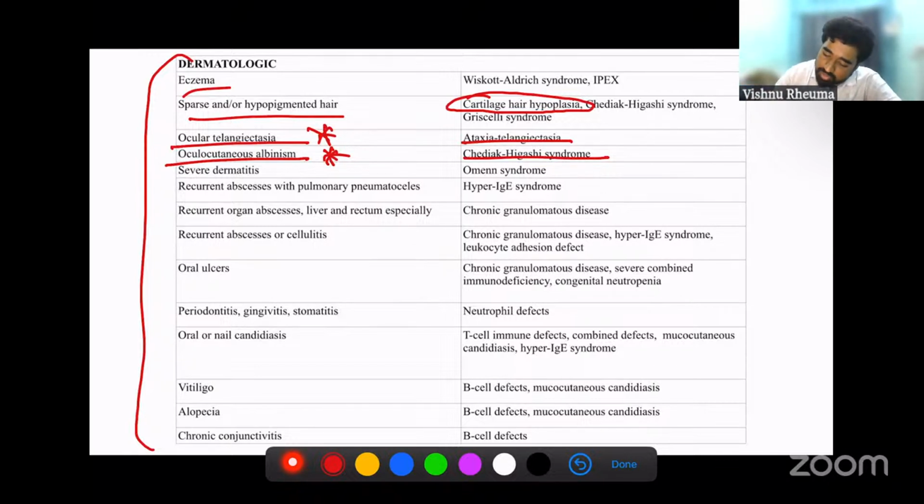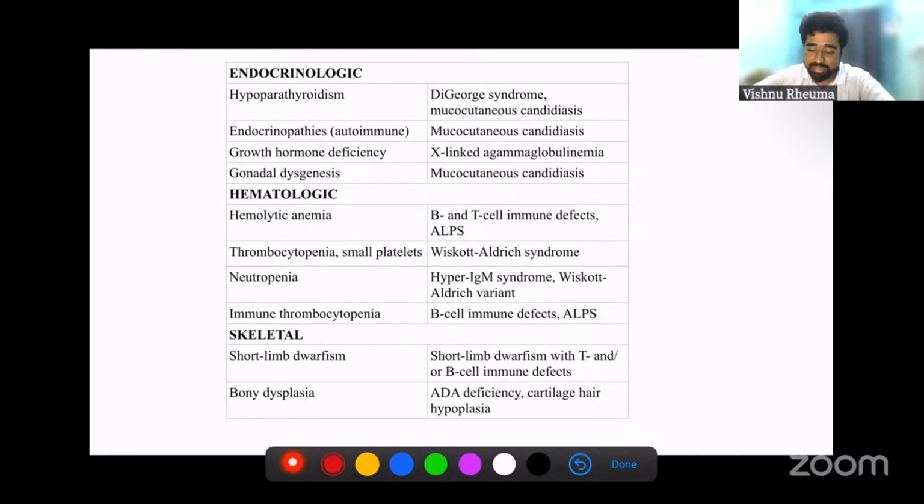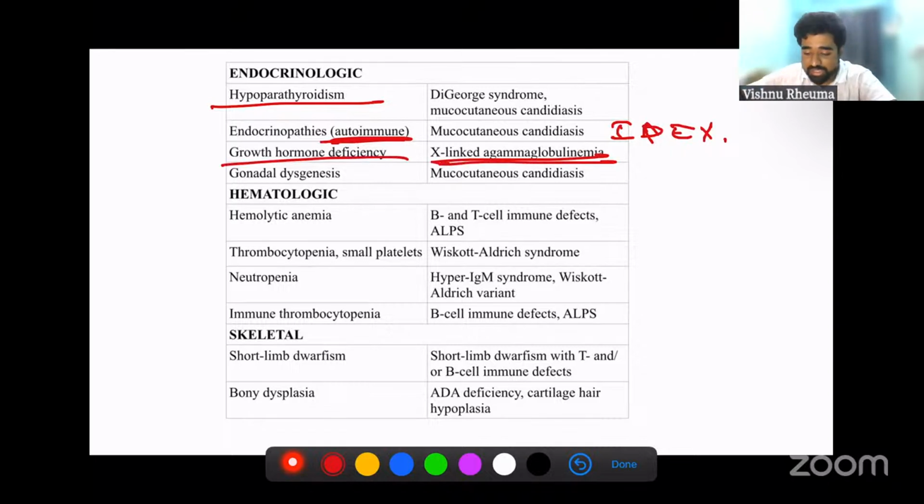Then Omenn syndrome is not needed. Hyper IgE is important. We have discussed this in detail. So once you know what the PID is, it will be very easy to remember that this particular phenotype will be seen in this particular disease. Hypoparathyroidism, I told you, autoimmune, IPEX syndrome, etc. Endocrinopathies will be there. Then growth hormone deficiency can be there.